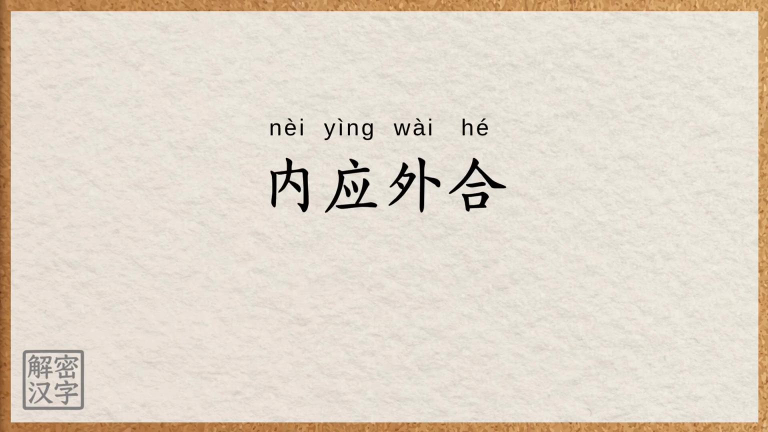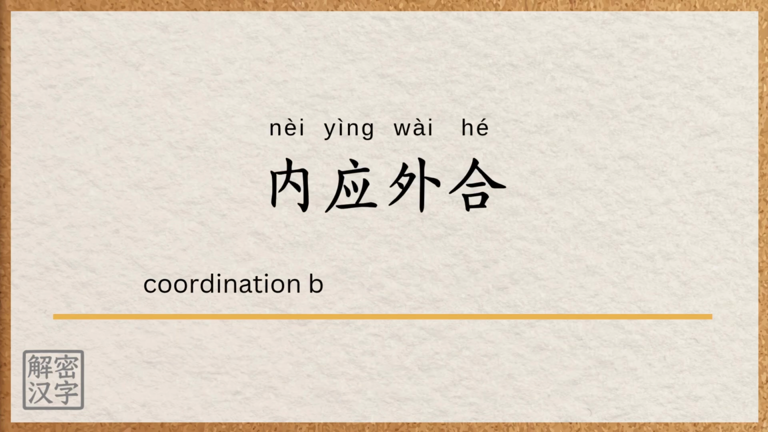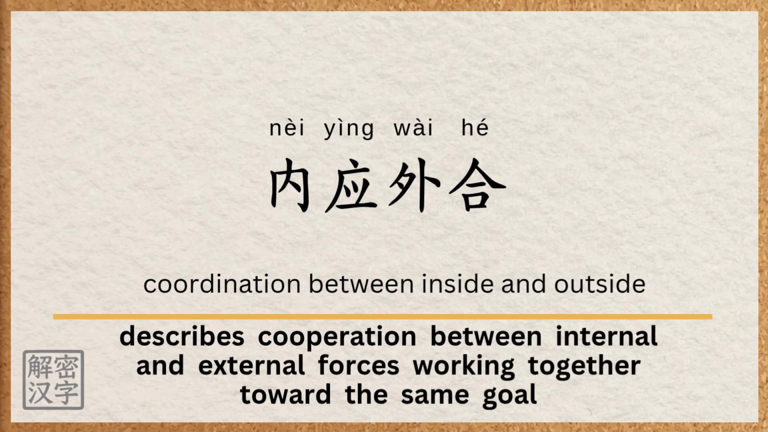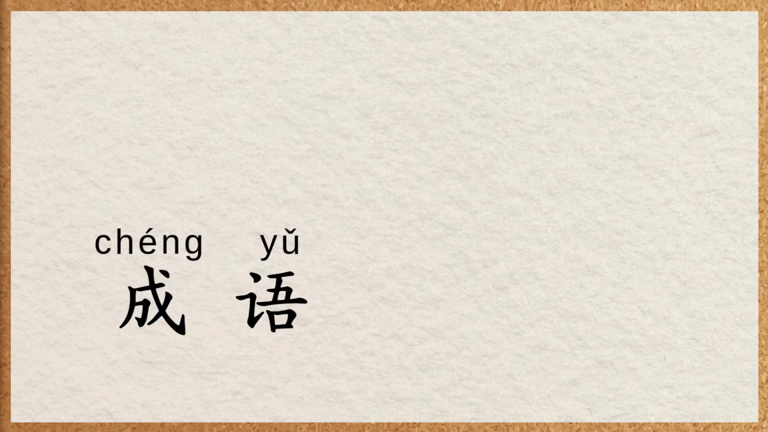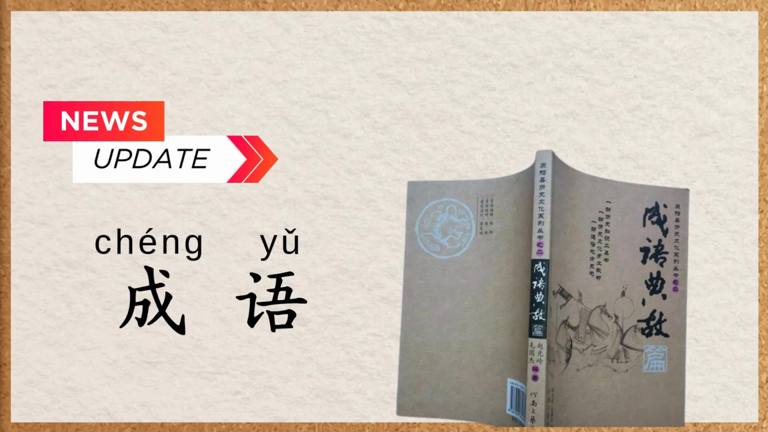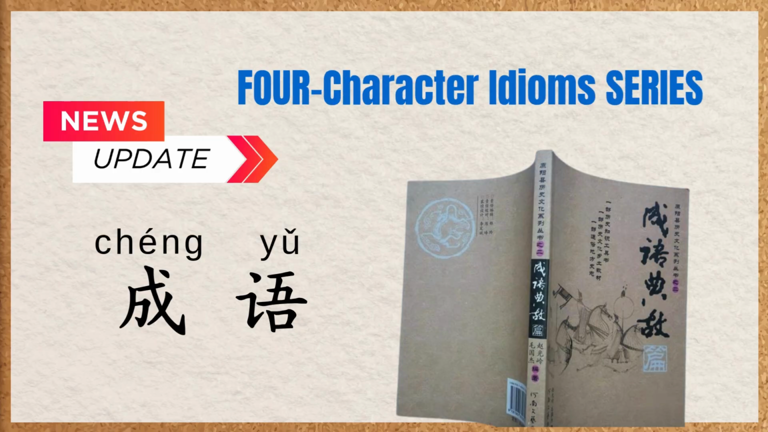内应外合 literally means coordination between inside and outside. It describes cooperation between internal and external forces working together toward the same goal. Aren't these idioms fascinating? We'll be making a new video series about 4 character idioms in the future.